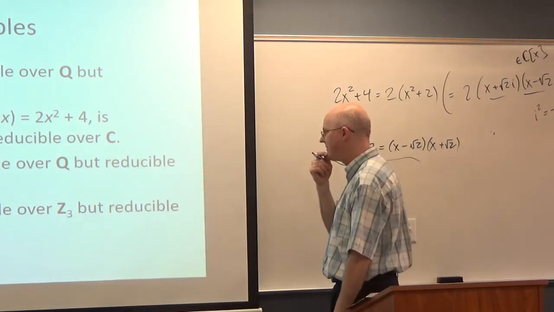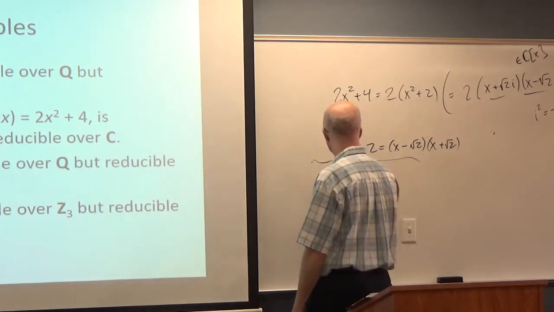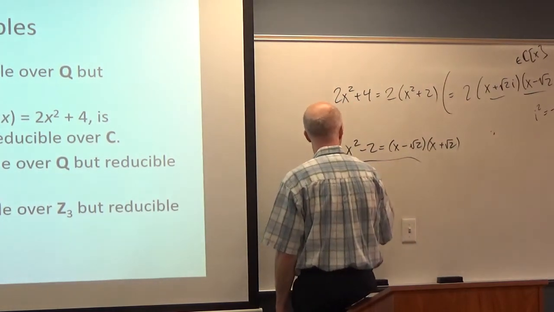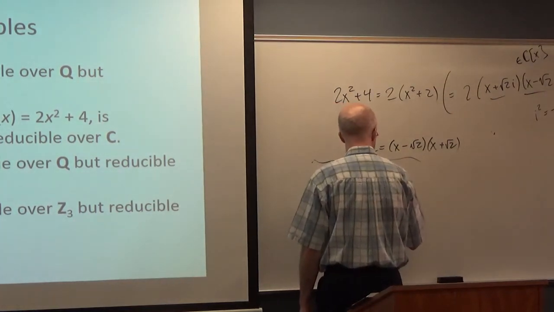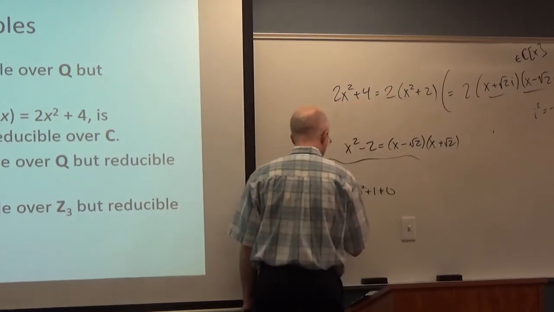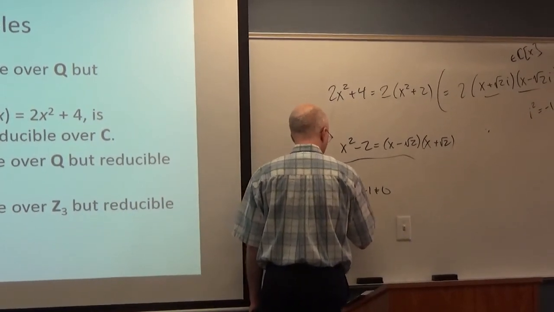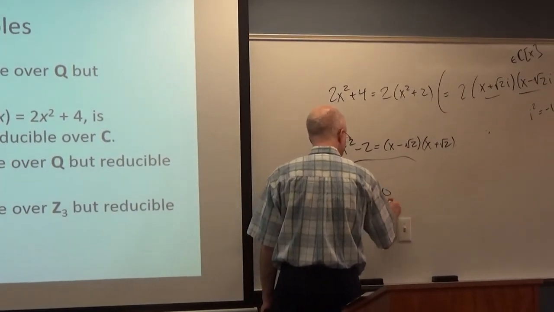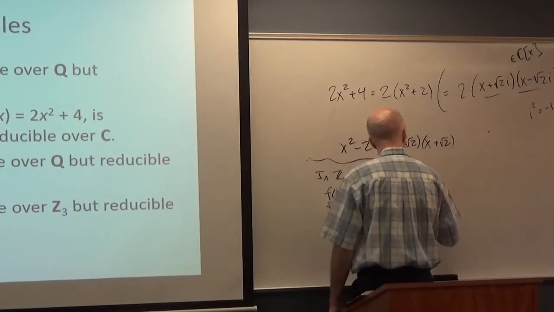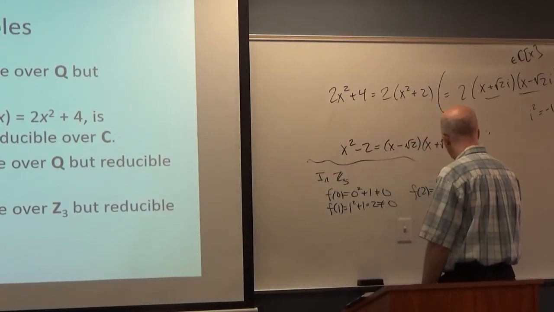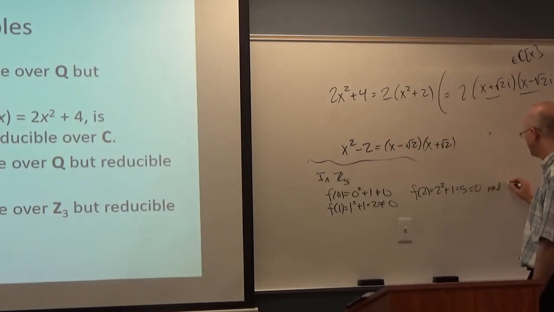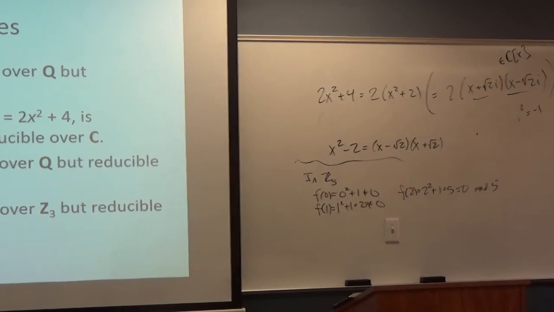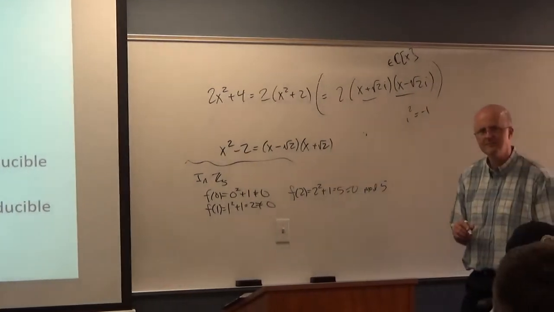Over Z5, it's reducible, though. There must be some root in Z5. In Z5, f of 0, 0 squared plus 1 is 1, which is not 0. f of 1 is also not 0. f of 2 is 2 squared plus 1, which is 5. That is a 0 mod 5. 2 is a 0. Is 2 the only 0?